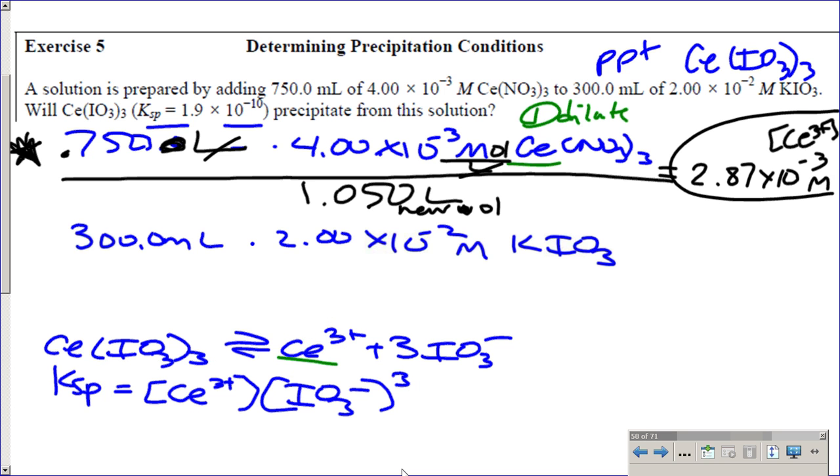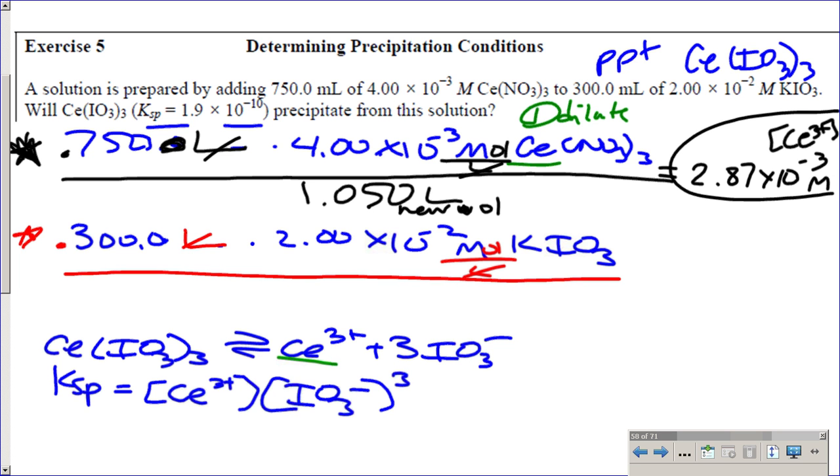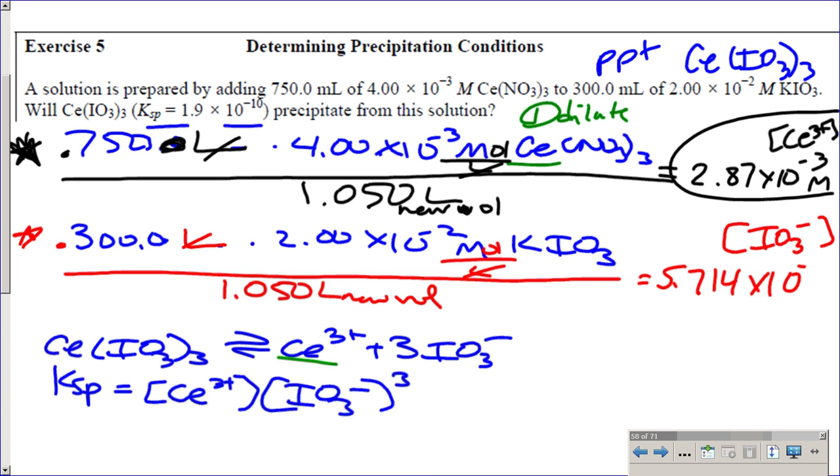Right, the iodate. So here's my second one. Take this 300 milliliters, convert it to liters. So 0.300 liters times 2.0 times 10 to the negative 2 moles per liter. Liters and liters cancel, so now I've got moles divided by the same new volume. You don't get to change volumes if you're talking about something else. This is the new volume, and that gives me an iodate concentration of 5.714 times 10 to the negative 3 molar.